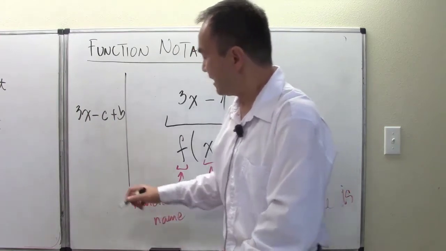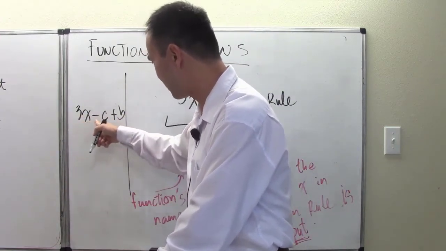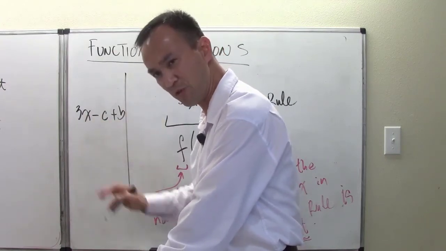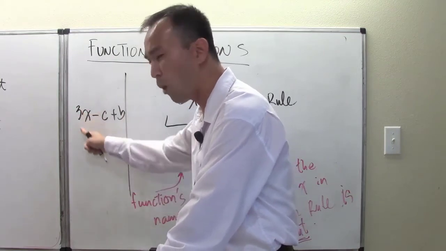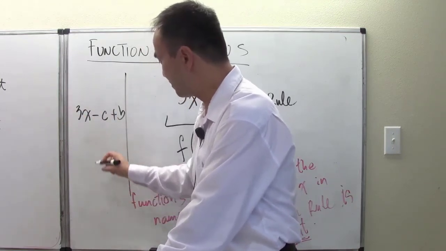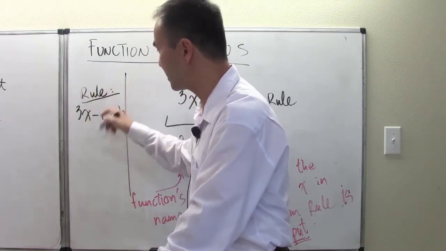And so here's the thing. It's a rule: multiply x with 3, but then minus whatever the value for c is, and plus whatever the value for b is. We have three variables involved in one expression. But see, with this rule, coming out from its truest sense, it's a rule.